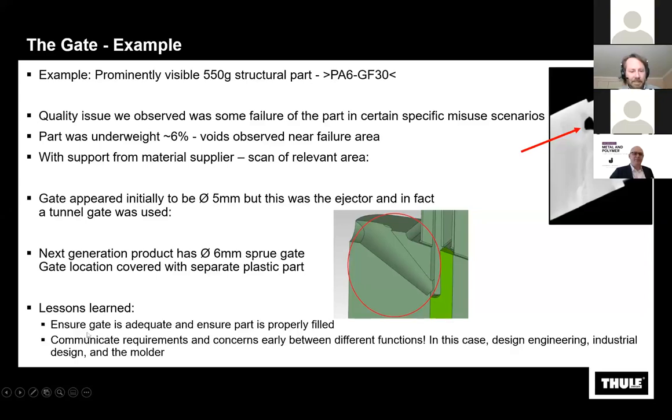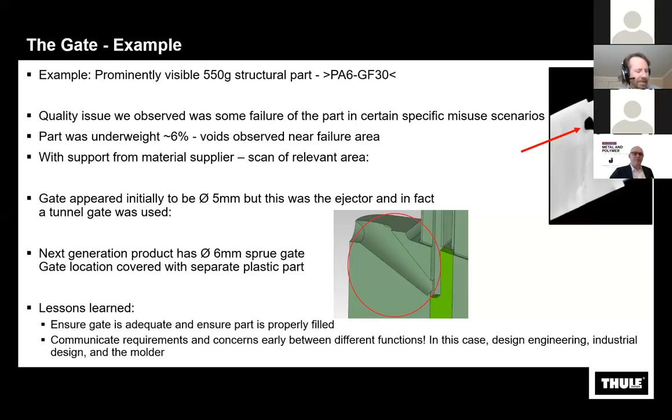And just a quick note about the lessons learned here: ensure that the gate is adequate to properly fill the part. It's a fundamental thing. And then, coming back to the DFM process that I spoke about, communicate the requirements and concerns early between the different functions, because you don't want to end up in a scenario where the design engineer is saying, no, we are absolutely not allowed to have a gate on that area, while there are different workarounds available. As soon as you start speaking to each other, you can find a new solution.